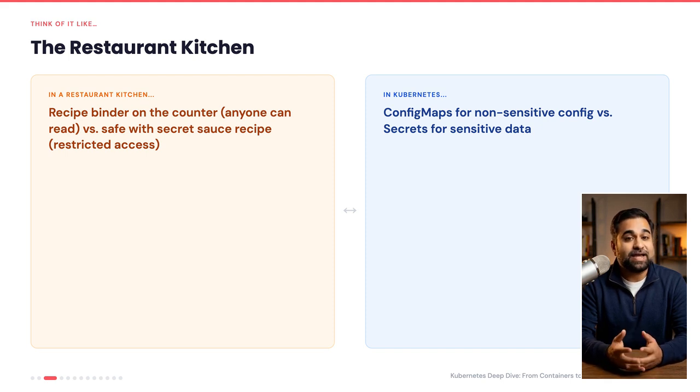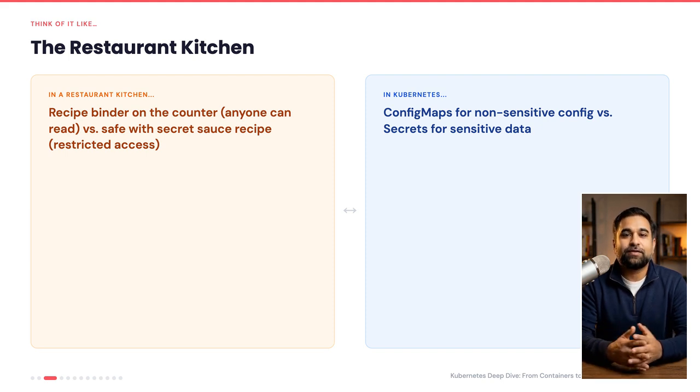But here's something critical I need you to understand right now. Kubernetes secrets are like a safe with a glass door. They provide some separation, but they're not truly secure on their own. The data is base 64 encoded, which is not encryption. It's just a different way of representing the same data. Anyone with access to your cluster can decode it instantly. We'll talk about proper secret management later, but I wanted to set that expectation early. Secrets are better than config maps for sensitive data, but they are not a complete security solution.